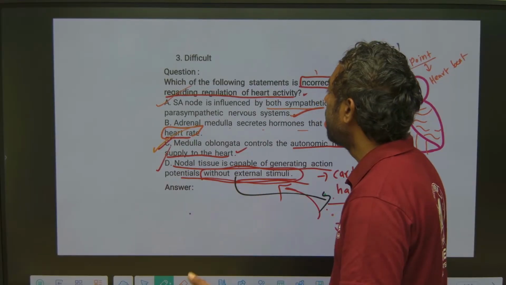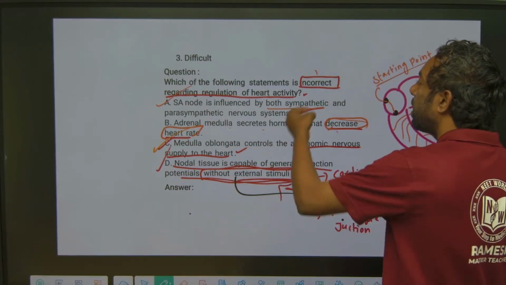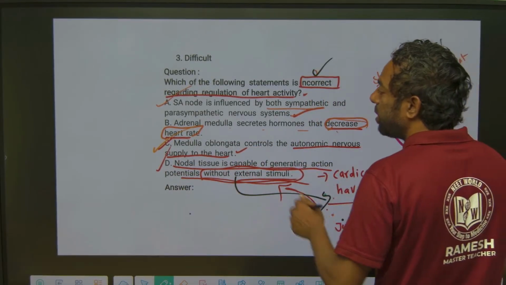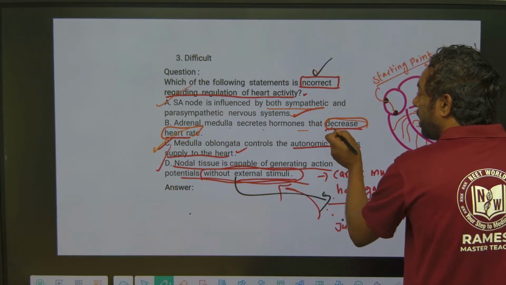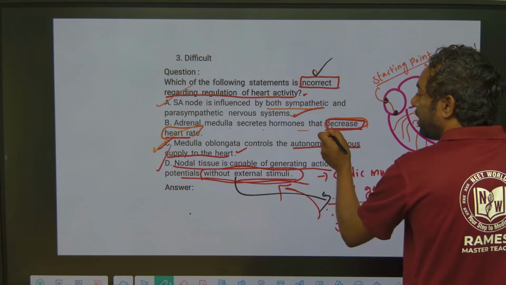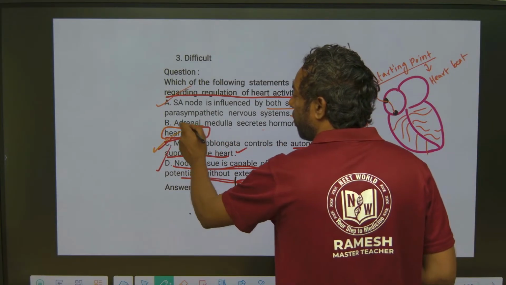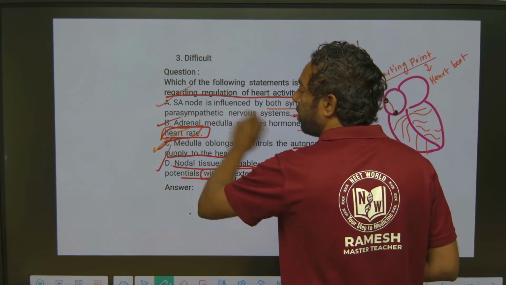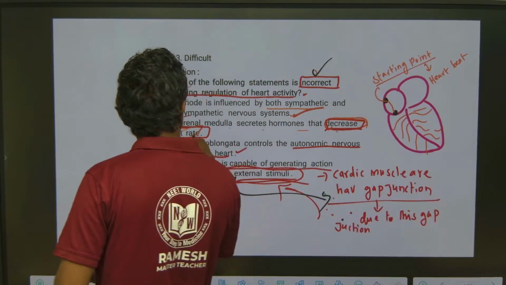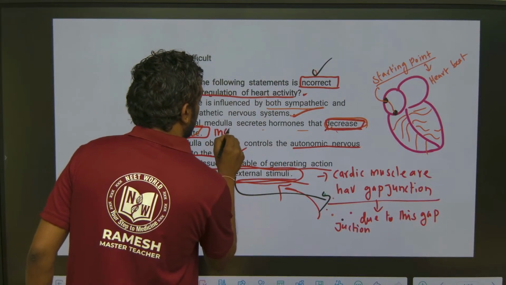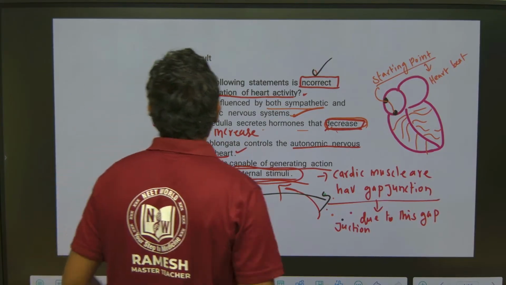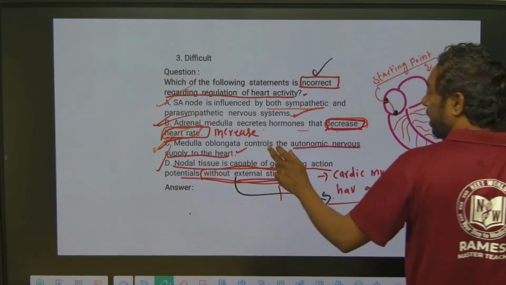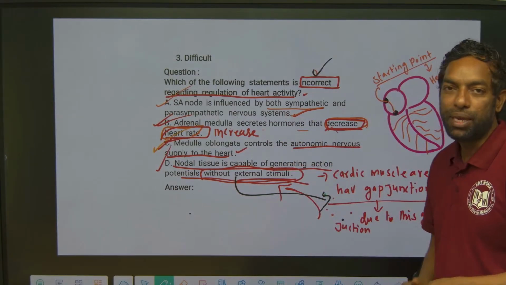The incorrect statement here: adrenal medulla secretes a hormone that decreases heart rate. No, the decrease statement is wrong. It should be increase. So it is incorrect. B is the incorrect statement, so the answer is B.